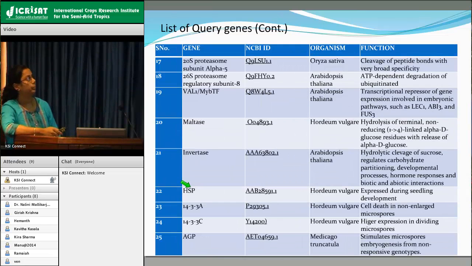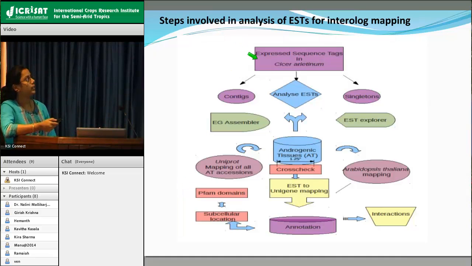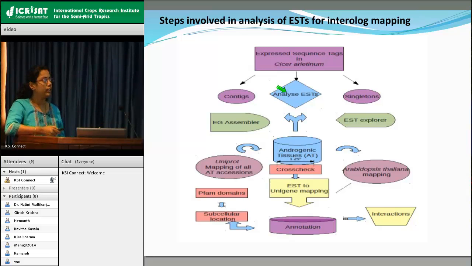So this is the methodology I've used for interolog mapping, where the first step is to analyze the ESTs and then go for the subcellular location and studying the families of these genes involved. Again, we would go for back-to-back orthology. After sequence similarity such as using BLAST and FASTA, we are going for back-to-back orthology to check whether our FASTA and BLAST results are appropriate or not. So that would give us a double clarity and double ensurety that we have done well.